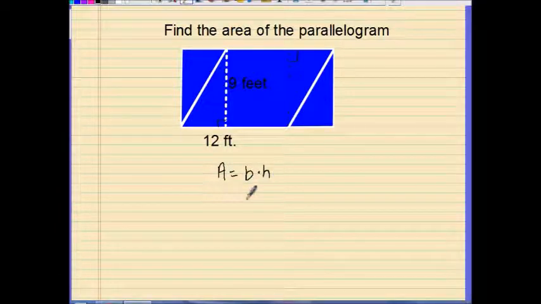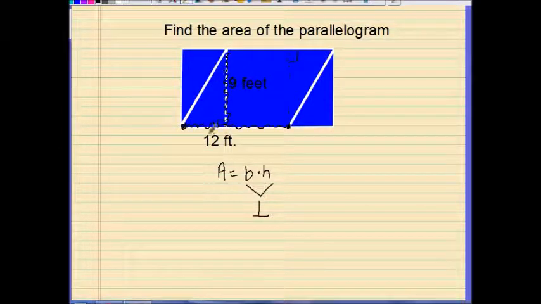Now the trick to this is that the base and the height have to be perpendicular. So what we see here is I had a base of 12, which is going to be the span of my parallelogram, and my height of 9. The two pieces need to form either an L or a T, and we're just going to multiply them. 9 times 12 is 108 square feet.